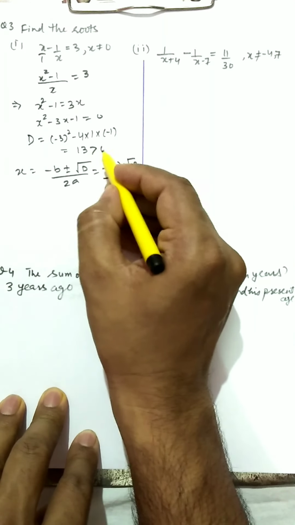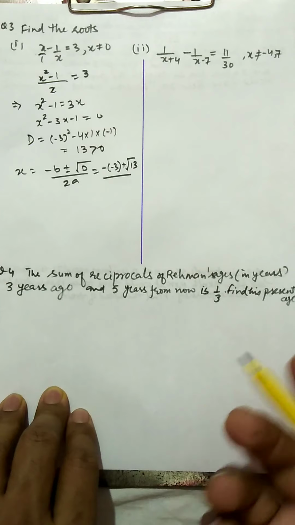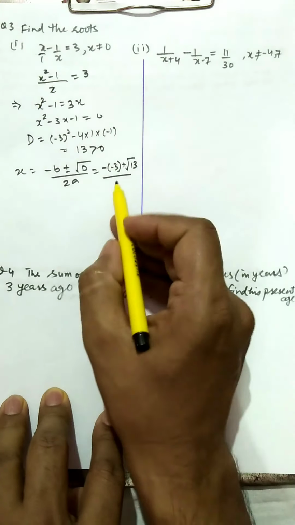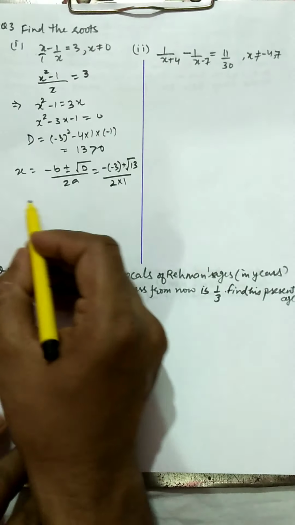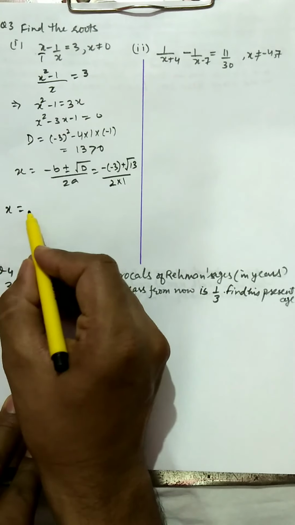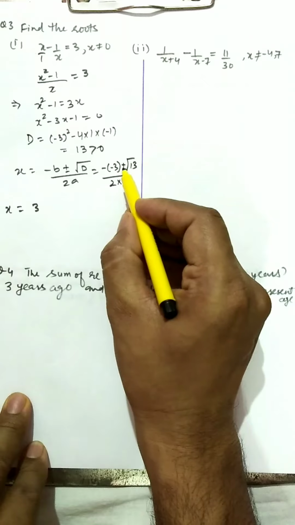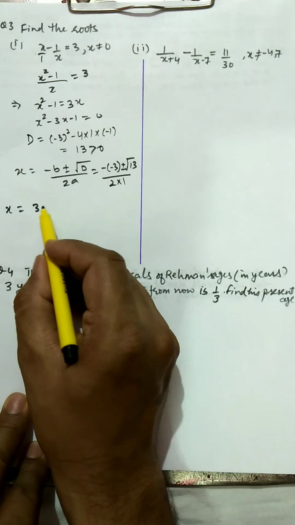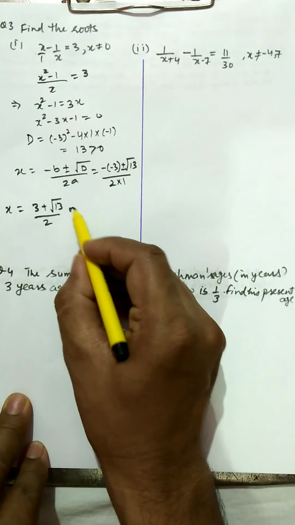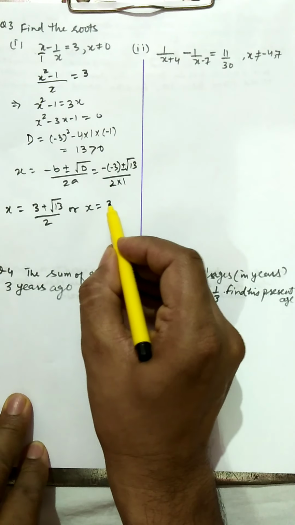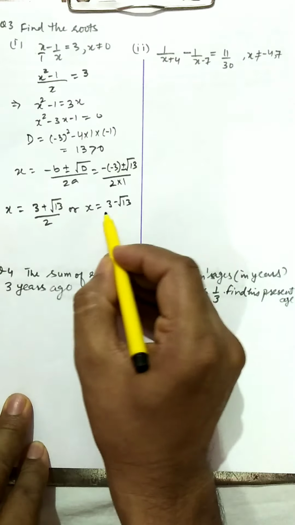This is greater than 0. You know, if it is greater than 0, then two real distinct roots exist. And 2a is 2 into 1. So first x is going to be 3, this is plus minus. So first you take plus root 13 upon 2, and the second value will be 3 minus root 13 upon 2.